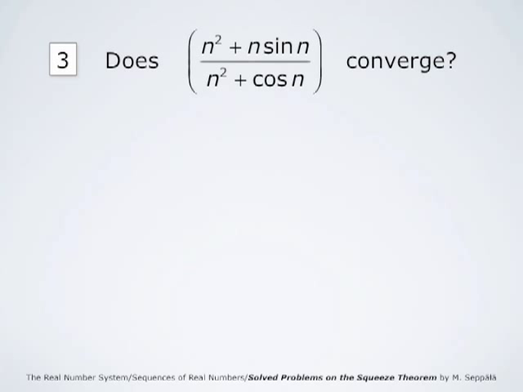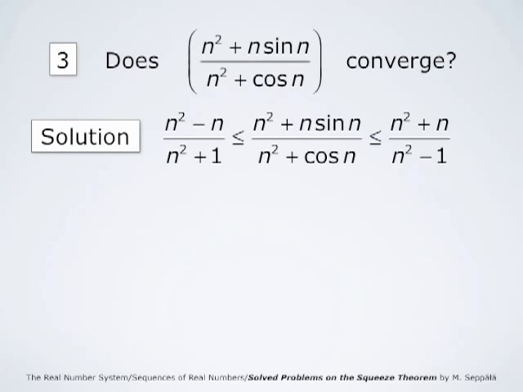In problem 3, we have to figure out whether the sequence formed by the quantities n squared plus n times sine of n divided by n squared plus cosine of n converges or not. To that end, we have to estimate this fraction from above and from below by quantities that do not involve the sine function. So sine is always between negative 1 and 1, and cosine as well.